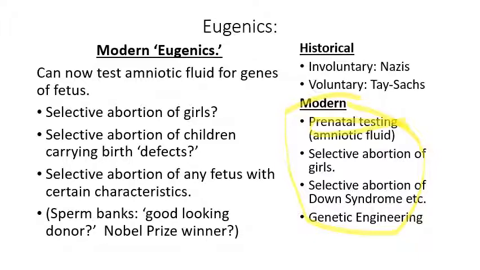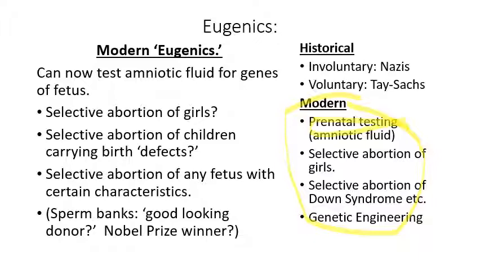And you can tell whether that child is carrying muscular dystrophy or Down syndrome or something like that. You can also tell whether it's a boy or a girl. And then, if you want, you can selectively abort children based on that. So I don't know how you feel about that. That's another discussion. But that is possible in the modern era, and it is being done in the modern era.